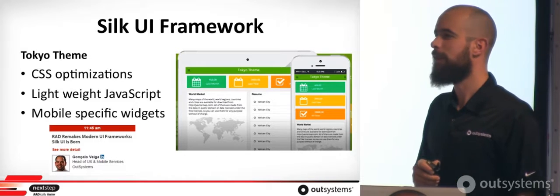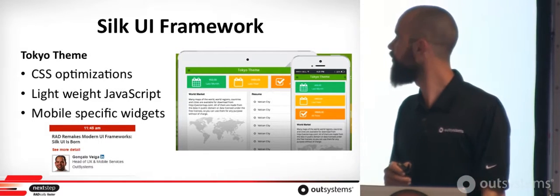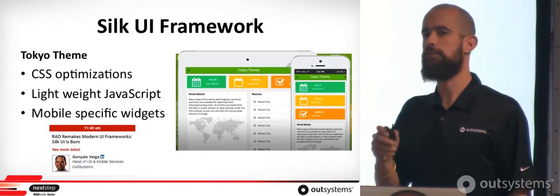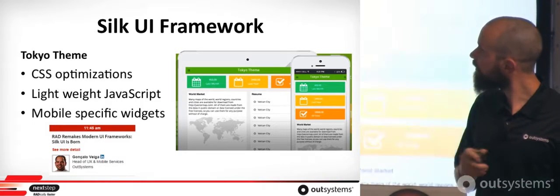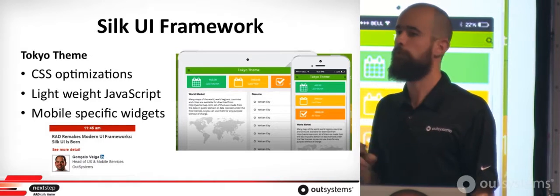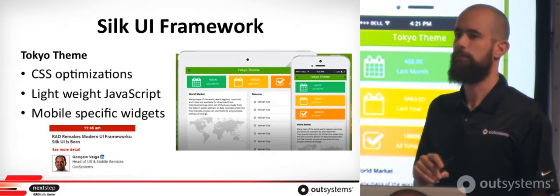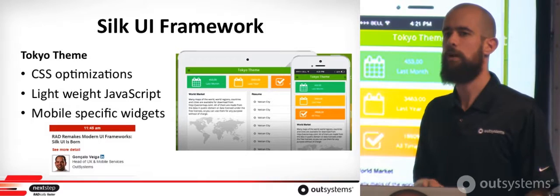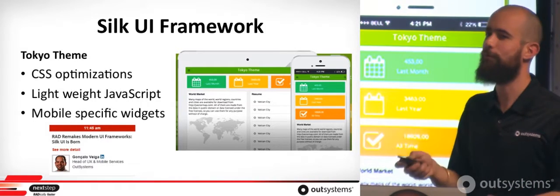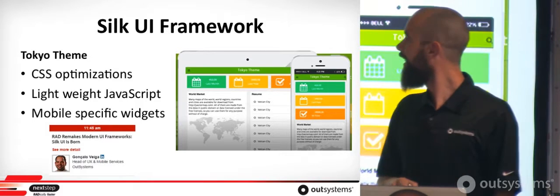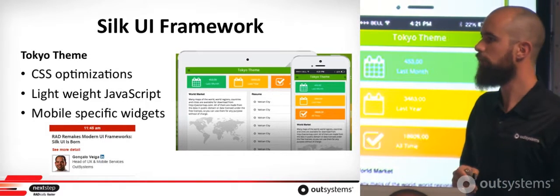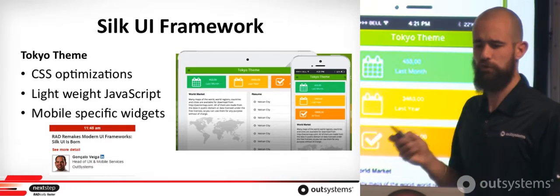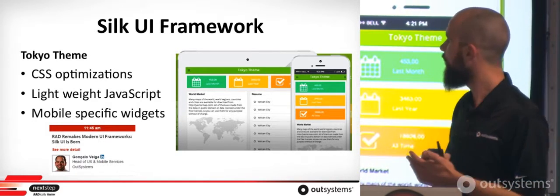Silk UI framework. Probably some of you have already heard about the Silk UI framework. If not, you are going to hear later on today. What you should know at this moment is that if you heard Gonzalo talk, actually it is the theme to use in mobile. This theme has all of the CSS optimization and uses hardware acceleration and so on, something that I was not able to fit in this presentation. It actually is much more lightweight in terms of JavaScript, and it has mobile-specific widgets. So you should check Gonzalo Vega's talk at 11:45 today.